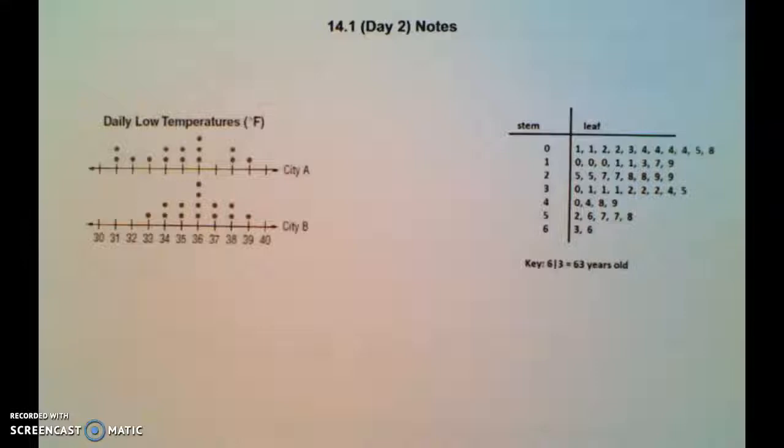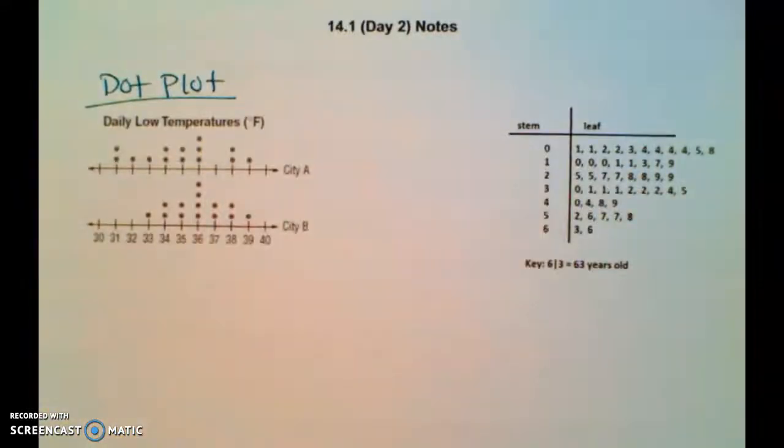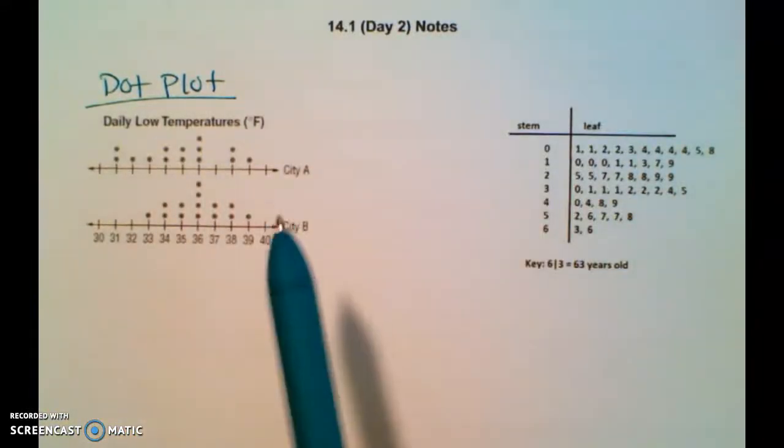Alright, today is 14.1 Day 2 notes. So we're still in statistics. We're just going to look at some different types of stat plots. So this first one is called a dot plot. In a dot plot, it easily compares the frequency of data visually.